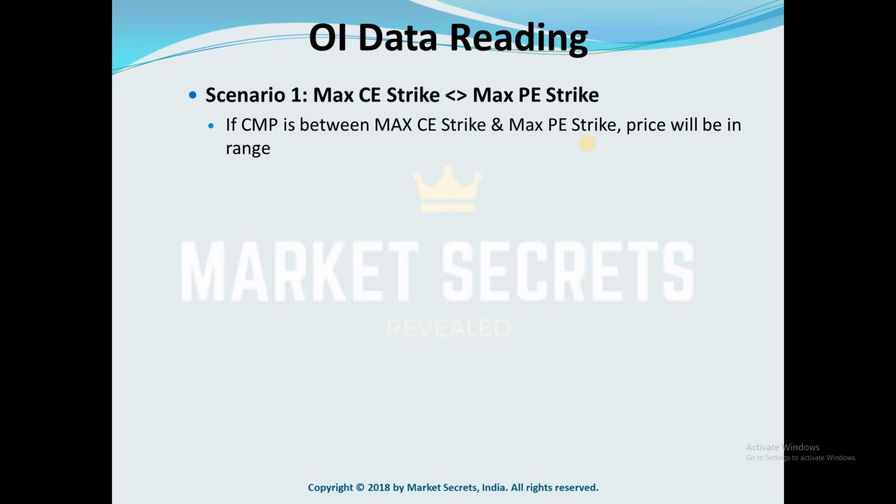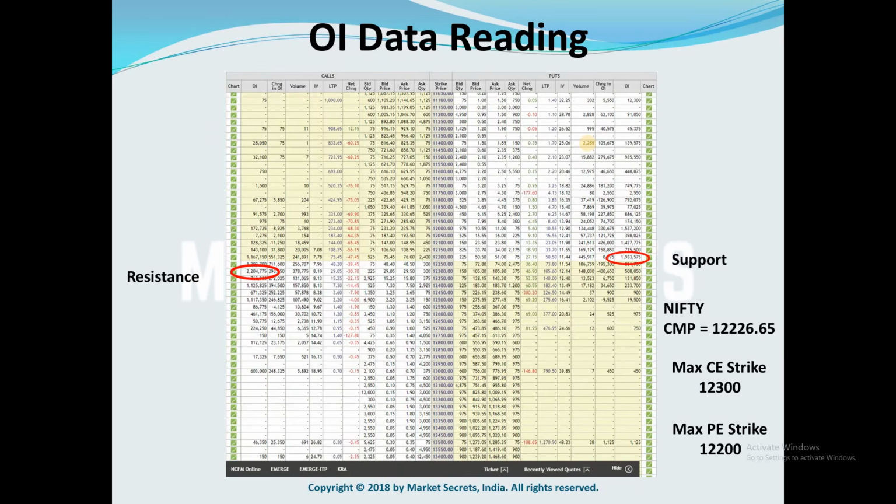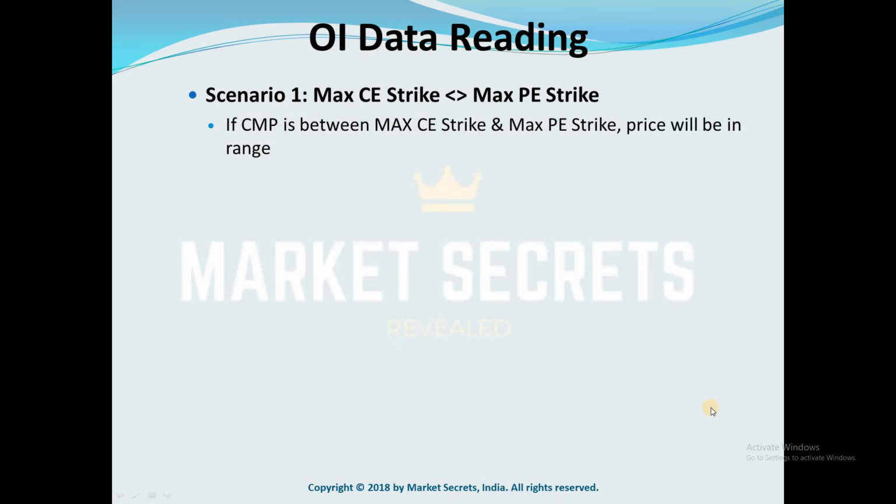If the CMP is between the max CE strike and max PE strike, the price will be in range. So this is the first clue. If the current market price is between the max CE strike and max PE strike, the price will be in range. So let's go back to the table. The current market price is 12226, and this 12226 is between 12300 and 12200. So this condition is also true, right?